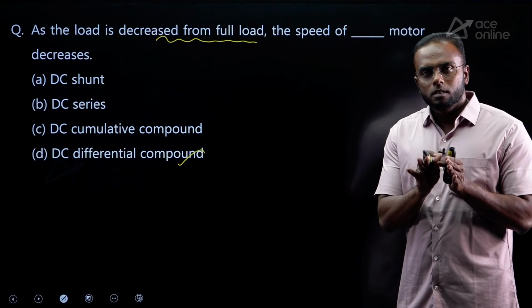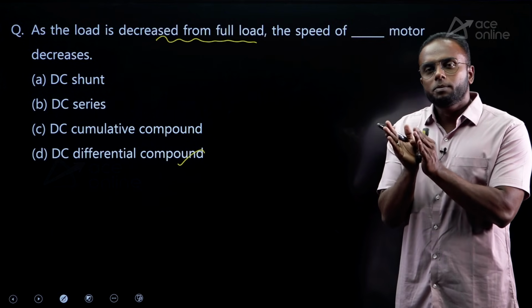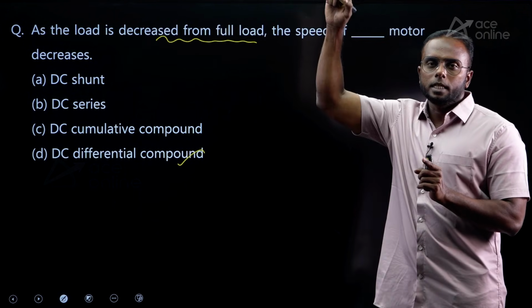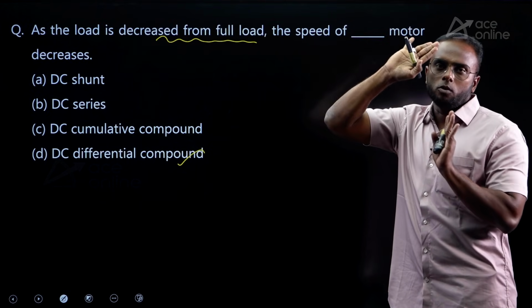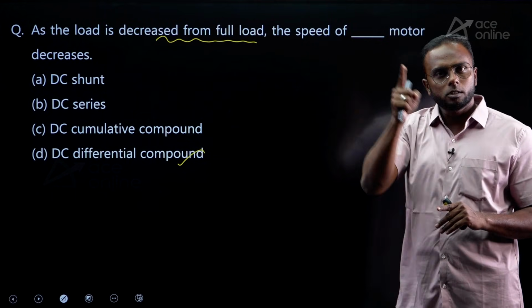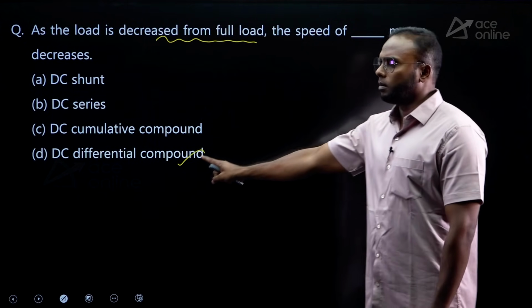We know that from no load to full load, the speed of differential compound motor increases, that is the only motor. But the question is, the load decreases from full load. When load decreases, speed also decreases. That is only the differential compound motor.